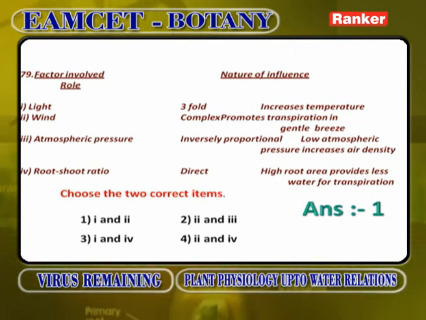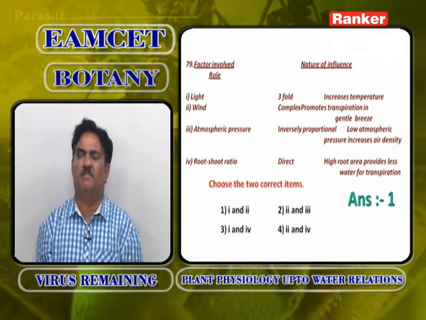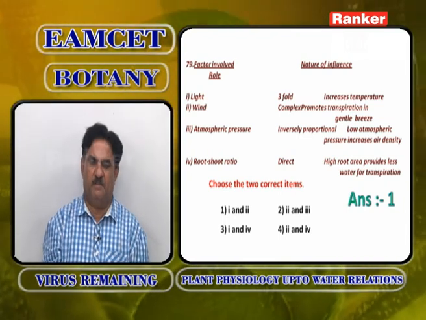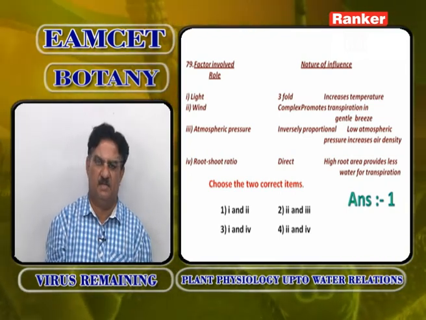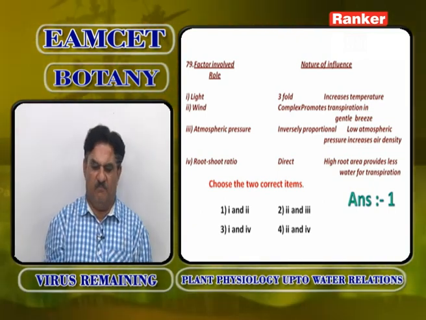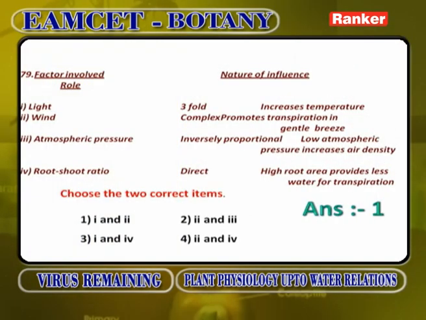The correct are light. Light has threefold effect on the rate of transpiration. It increases the temperature. Definitely temperature is increased. The leaf environment, permeability is controlled and enzyme activity is controlled. Then wind complex, wind's effect is always complex because it promotes transpiration in gentle breeze. Whenever breeze is gentle, stomata opens. Whenever wind is fast, stomata closes and rate of transpiration stops.